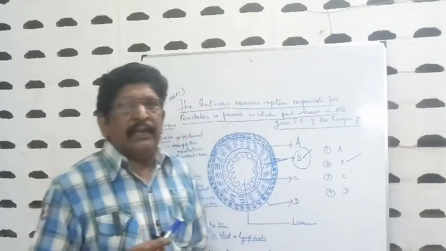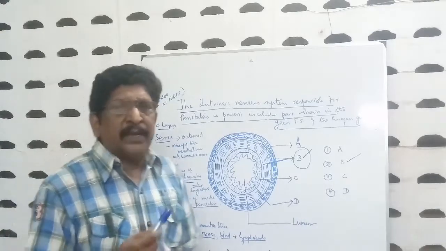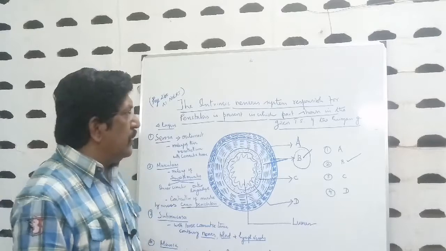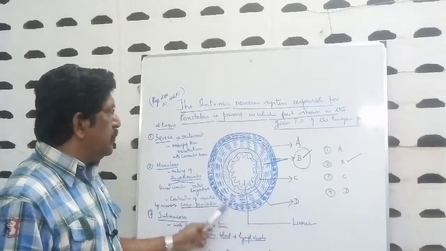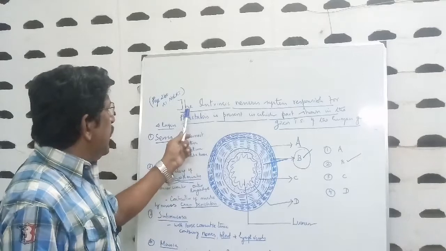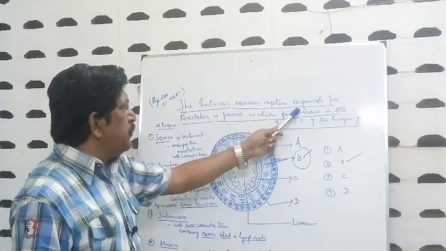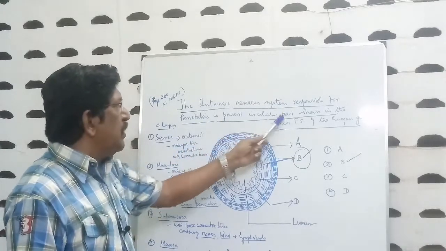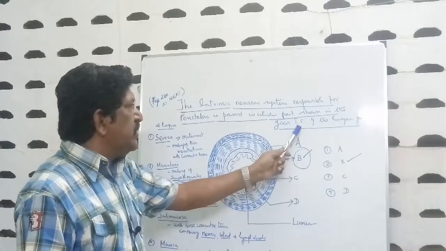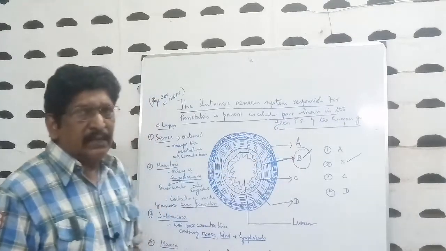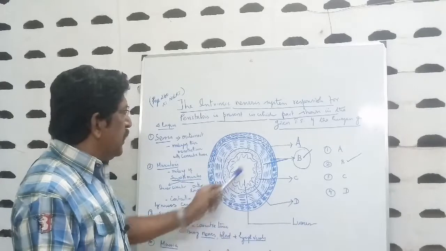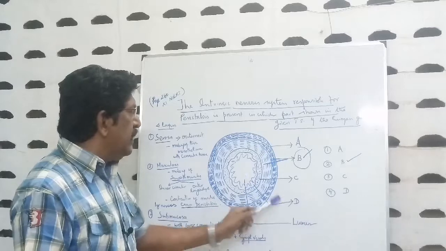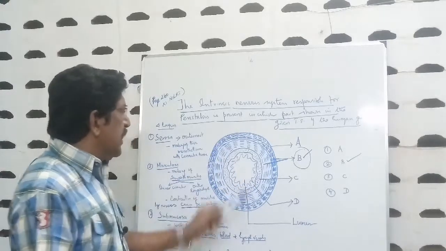Now let us move on to the next question, a diagram based question in the digestive system. This is the question, this is the diagram. The intrinsic nervous system responsible for peristaltic movement is present in which part shown in the given transverse section of the human gut? Here is the diagram. This is the part A, this is the part B, this is C and D. This is the lumen of the gut.